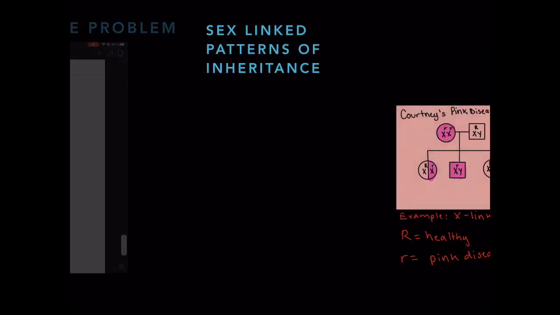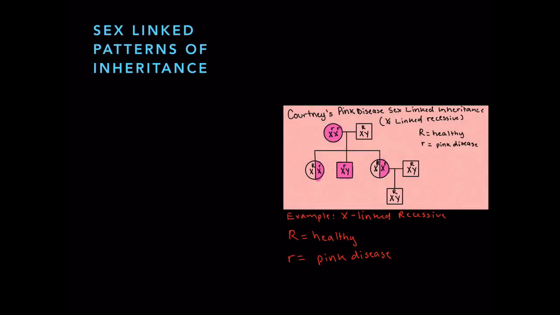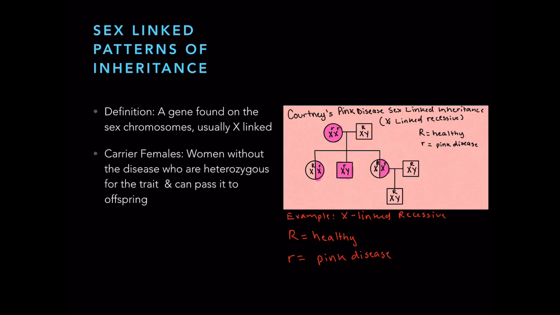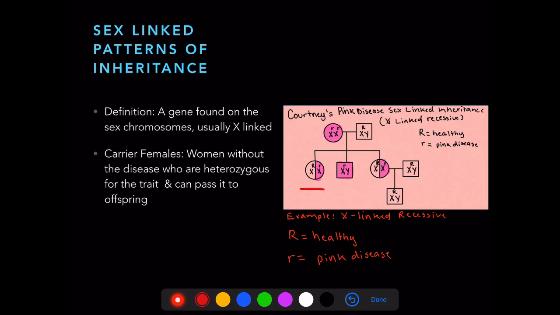The next type of inheritance is sex-linked. It's defined as a gene found on the sex chromosome, usually X-linked. I'm using Courtney's pink disease as an example of sex-linked inheritance. A carrier female is a woman without the disease who is heterozygous for the trait and can pass it to the offspring. I highlighted 2 carriers right there.